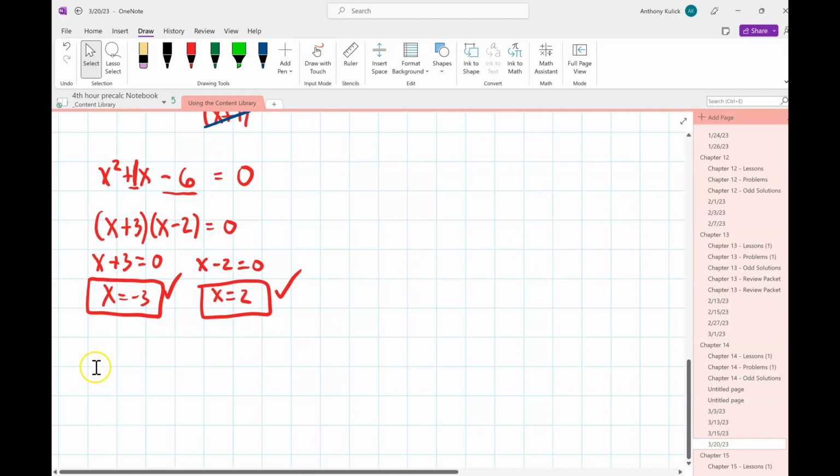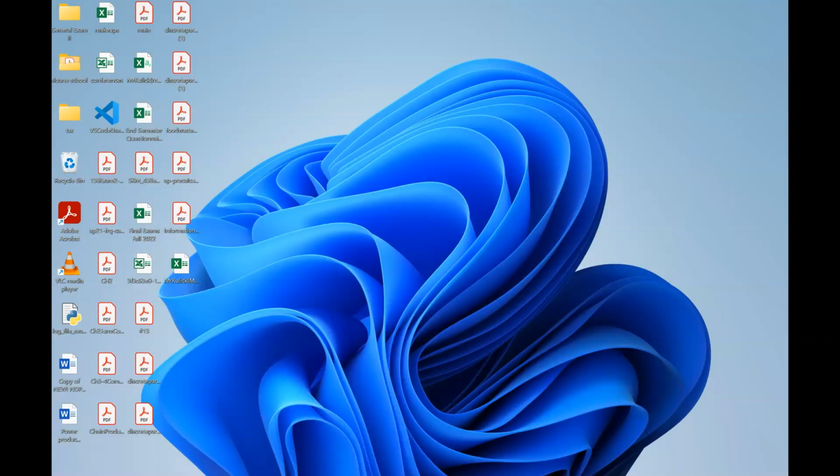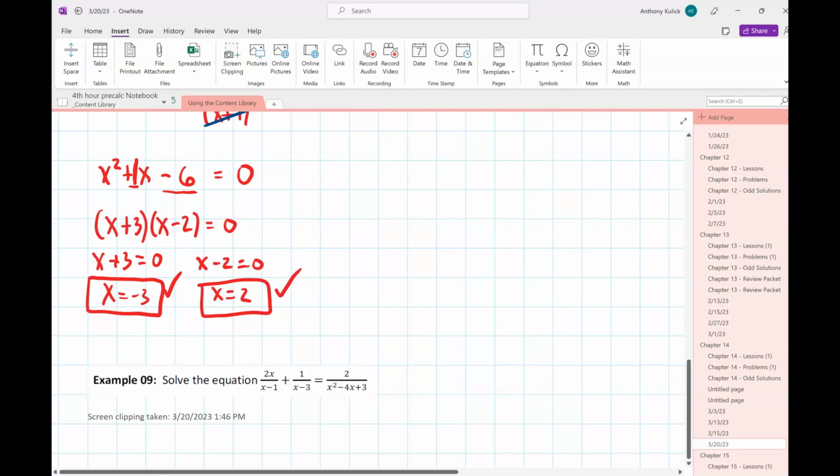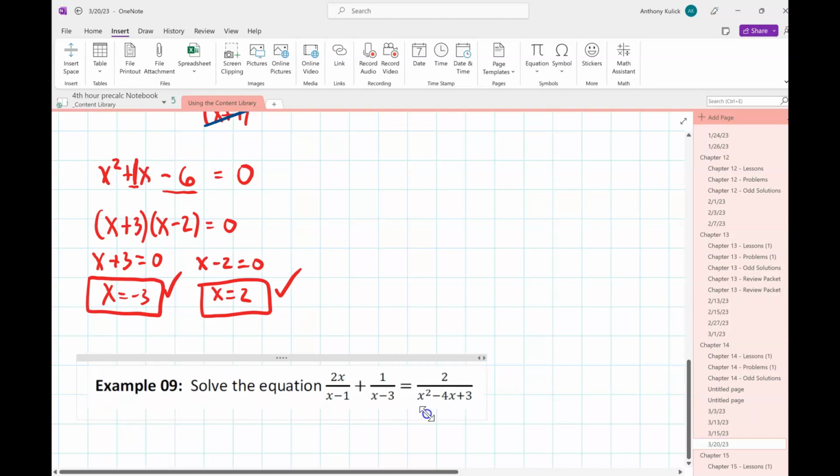Are we okay so far? So up until this point, it's been pretty easy because there's only been one fraction in our equation, right? Let's look at another example where, oh boy, that's not the case.